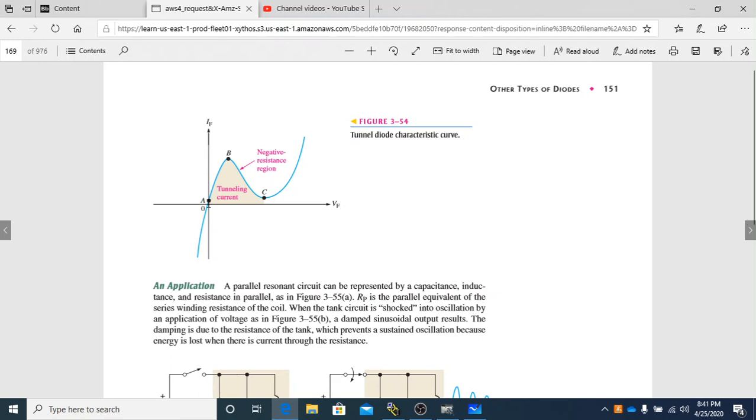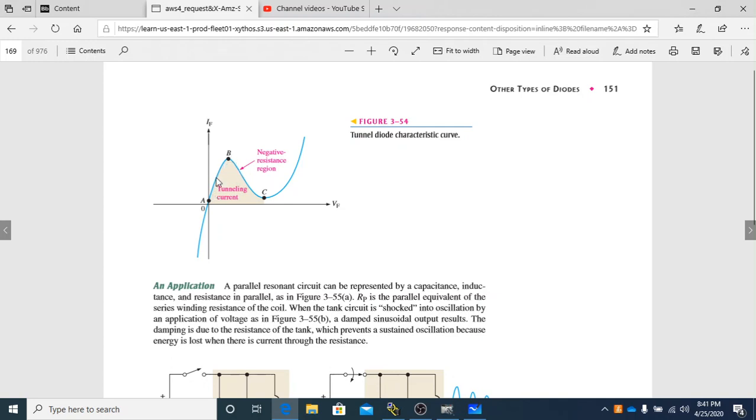Okay. So this right here is what it's saying: as you increase VF, which is the forward bias voltage, you start increasing current. But when you get to a certain point, it's going to start going back down. And then when it finally gets to this point of the VF, the current's going to start going back up. So it doesn't react as a conventional rectifier diode does.